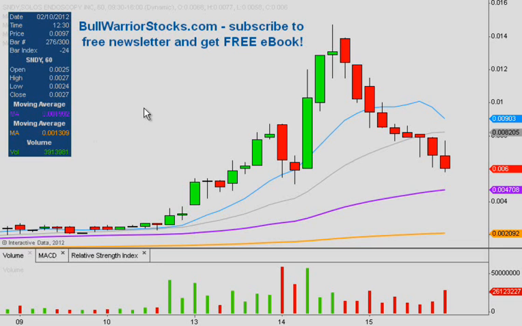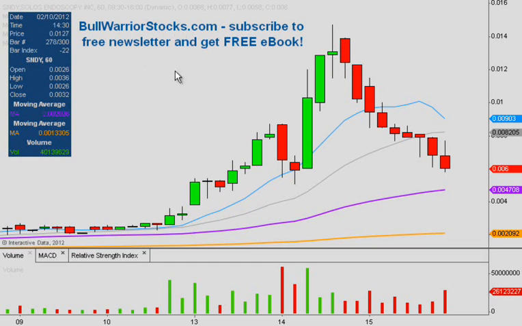So this is the SNDY 60-minute chart. I've had some requests on this one and just am now getting around to it. When I say 60-minute, if you're not familiar with charting real quick, what that means is instead of each one of these candlesticks representing 1 day's worth of price action, which is what you normally see, each one represents 1 hour's worth of price action.